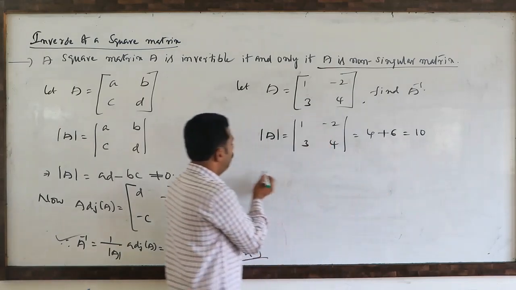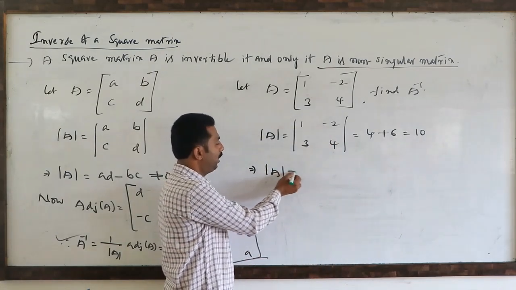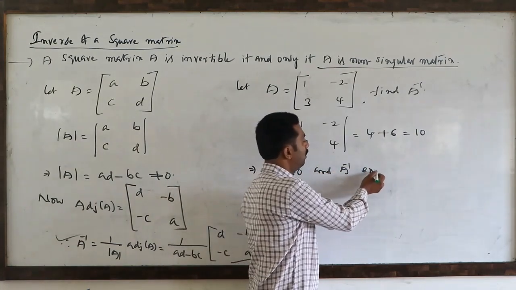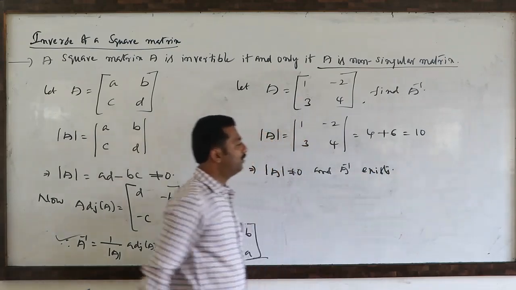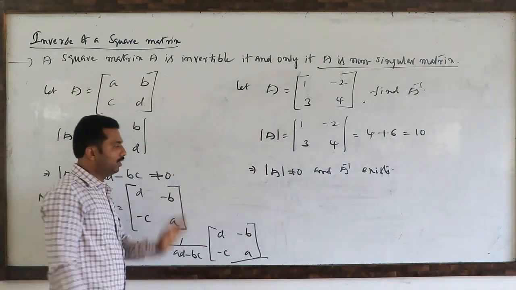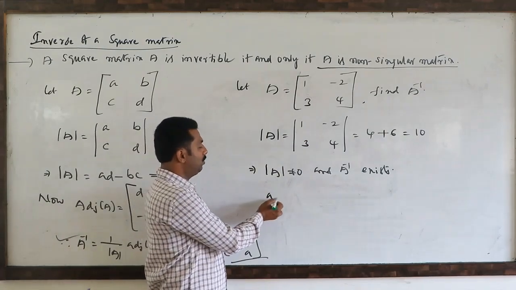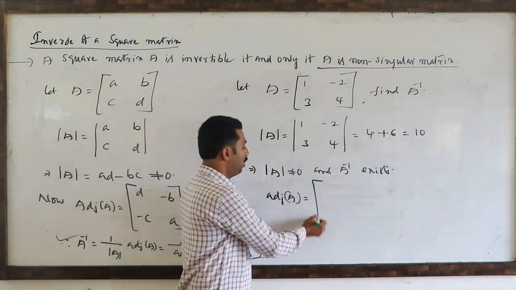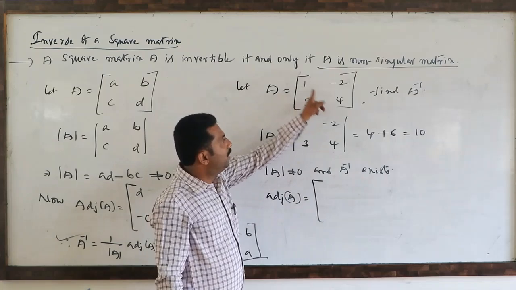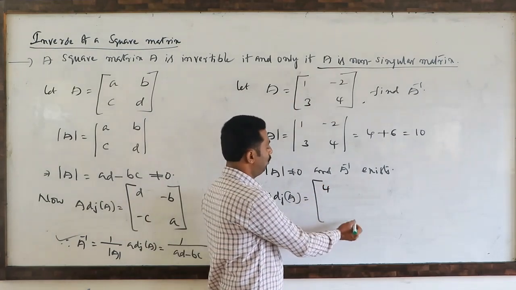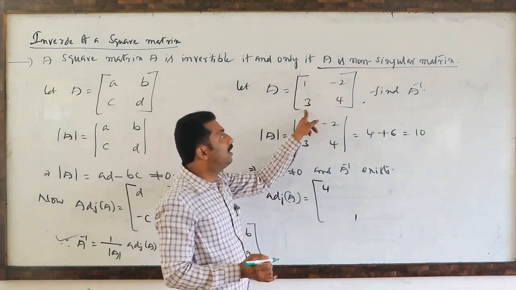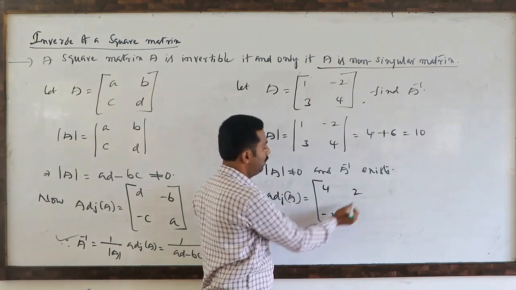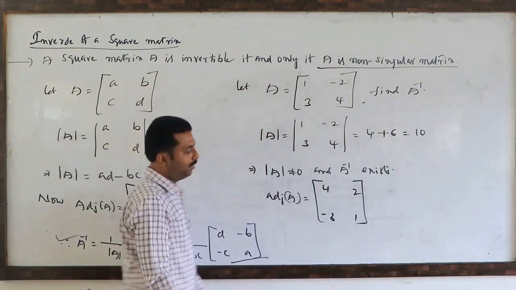So from this we can say that determinant of A is not equal to 0 and A inverse exists. First we have to verify whether the inverse of A exists or not. If it exists, then what we have to calculate? Adjoint of A. So how to calculate adjoint of A directly? Interchange the principal diagonal elements, 4, this is 1. Change the signs of the off diagonal elements. This is minus 2, so plus 2. This is 3, so minus 3. This is adjoint of A.